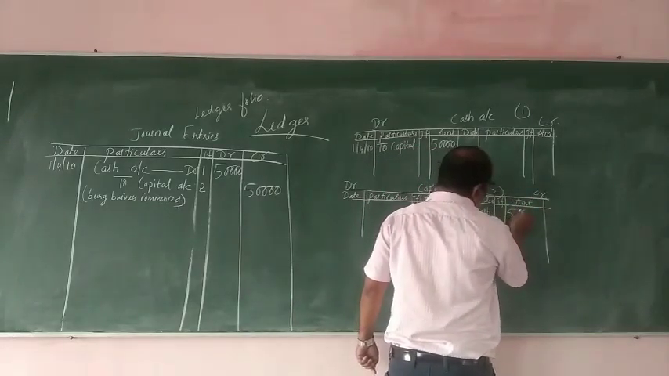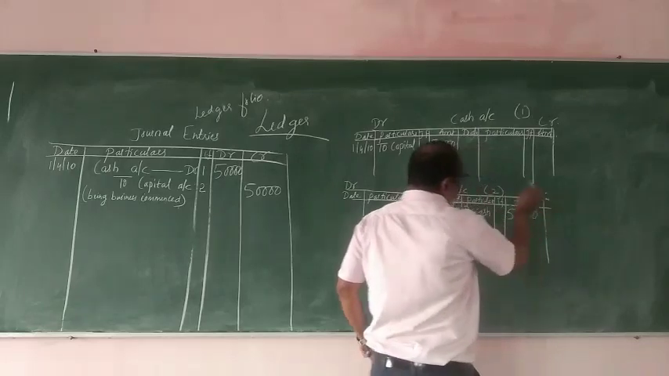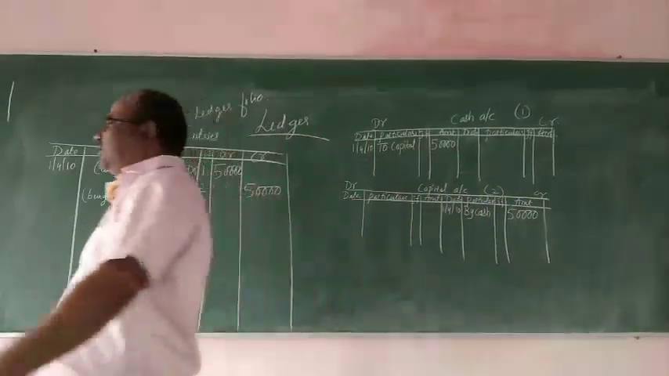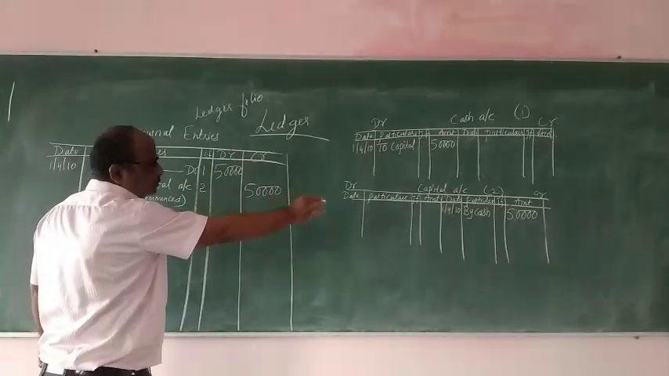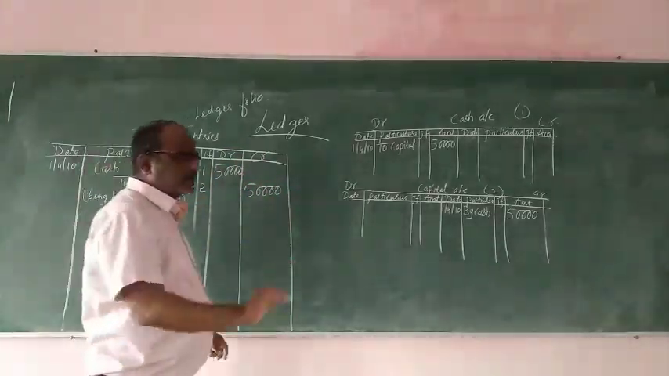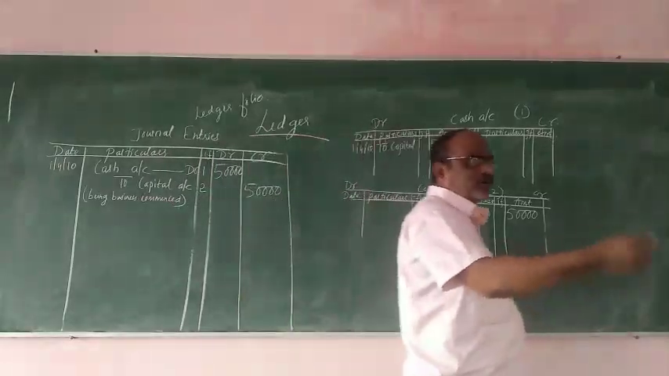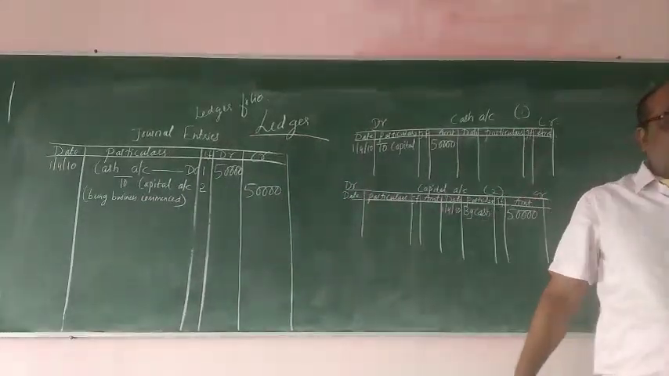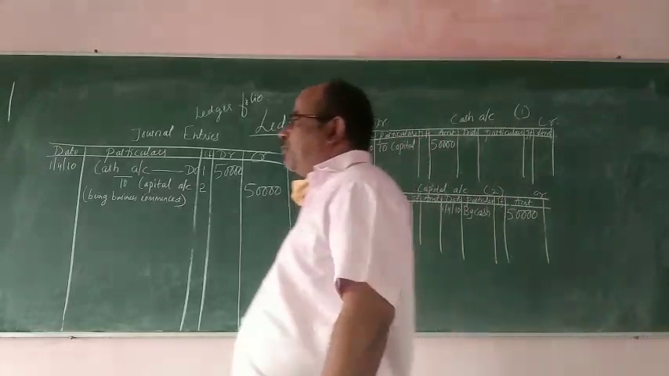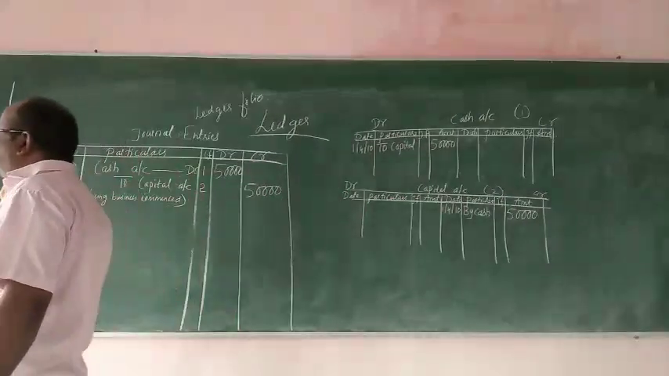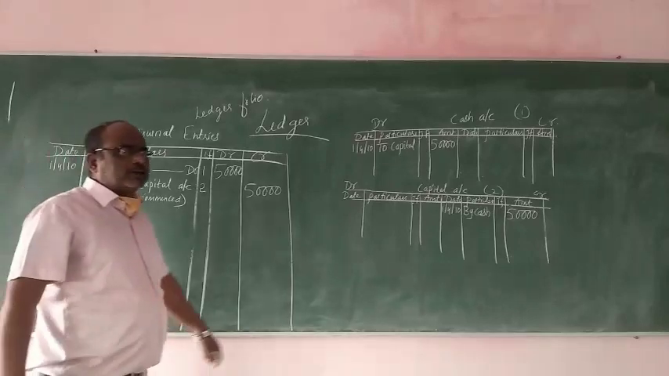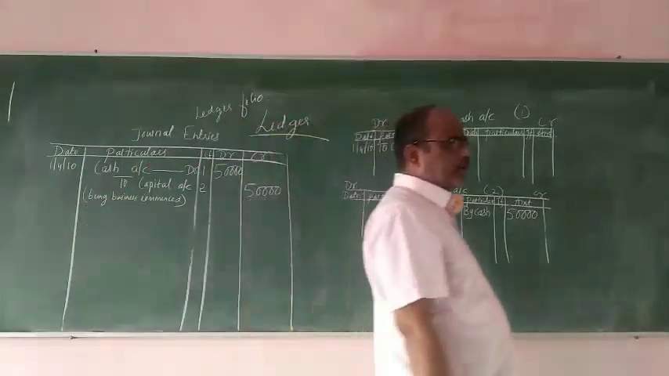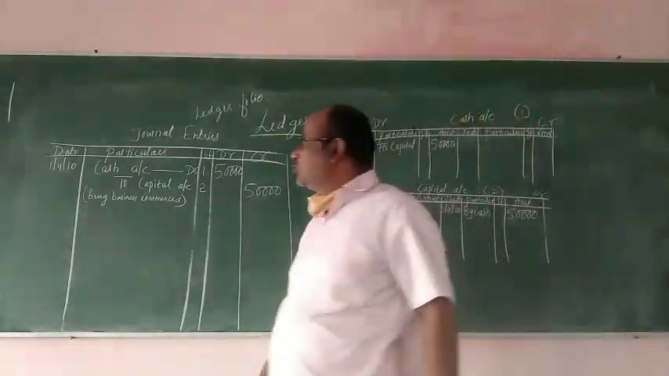How much? 50,000. So here we come to know that the cash account has been debited and the capital account has been credited. So let us take one more transaction so that it makes it clear to you. Purchase goods of ₹20,000. Let us take one example. Purchase goods of ₹20,000.